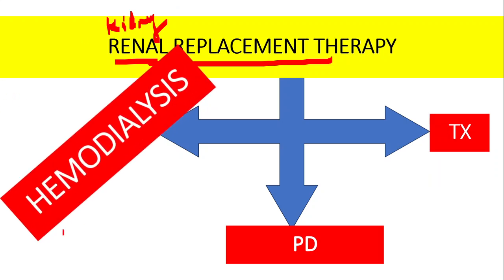If we take hemodialysis, hemo means blood, dialysis means separation in gross. We are going to separate the waste products through the process of dialysis. So that is what hemodialysis is about, and it is one form of renal replacement therapy.